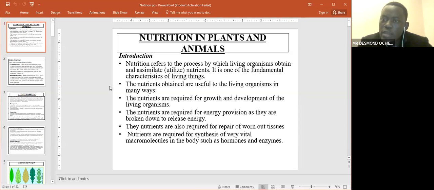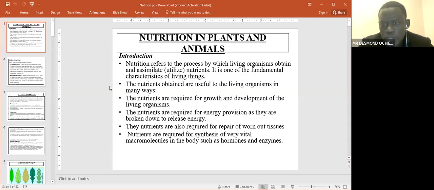For them to acquire new cells, there must be a process called cell division. The process of cell division requires a lot of energy. So energy that living organisms obtain from the nutrients can be used to repair some of their worn-out tissues. And I want to believe that you all know what we mean by the word tissues.